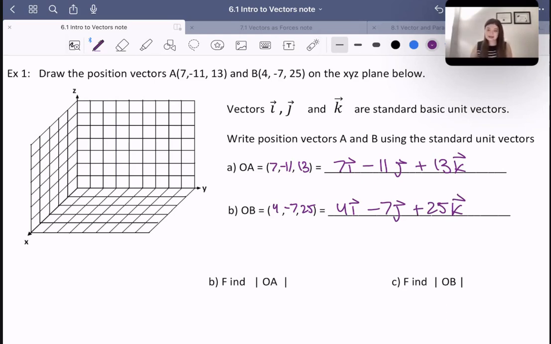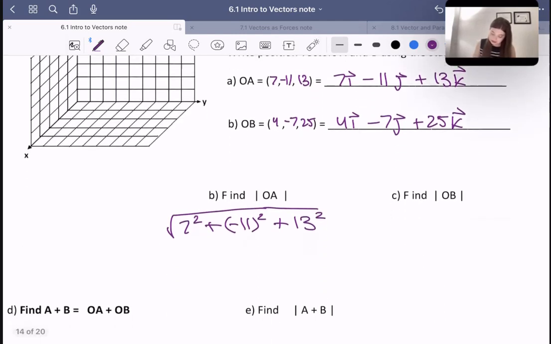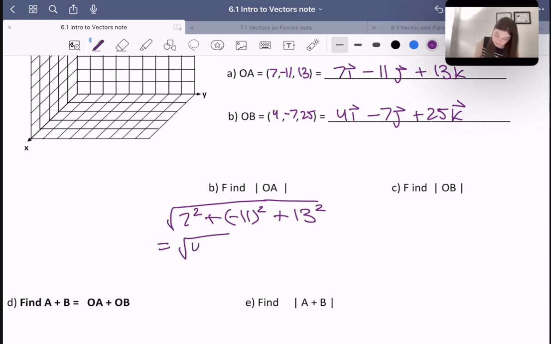Now it's asking us to find the magnitude of OA, and same method as before, right? We're going to use Pythagoras' theorem, but with all 3 dimensions taken into account. So we're going to have the root of 7 squared plus -11 squared plus 13 squared. That's going to be root 49 plus 121 plus 169, which is about 18.41. So there we have it.